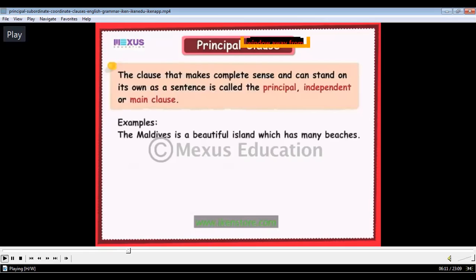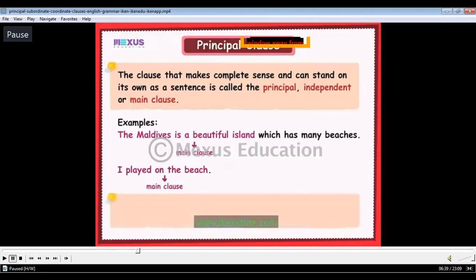In our earlier example, the first clause is called the main clause since it can stand on its own as a sentence. Let us look at another example. I played on the beach. This sentence consists of a main clause only since it has only one subject and predicate.